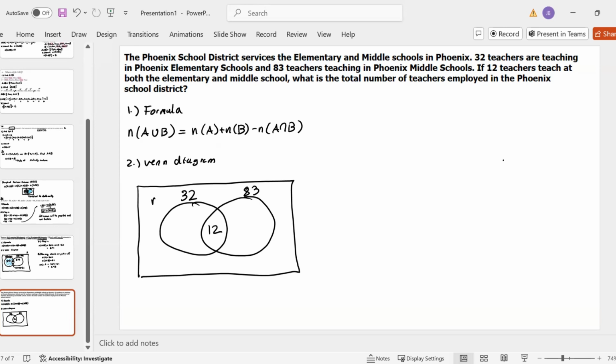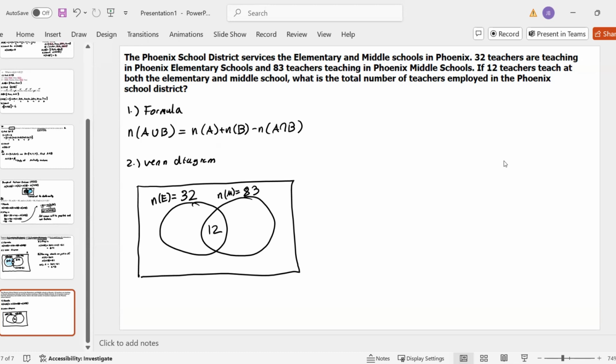So I'm going to do n of E for elementary, and then n of M for middle, is they might just add up all the numbers together. But if you just add up all the numbers, the problem is you've essentially double counted because there are 12 teachers that teach both, right? So again, you don't have to do this, but could there be a question maybe on the exam where they're like, fill out the Venn diagram? Because we did have an example of that on the homework.